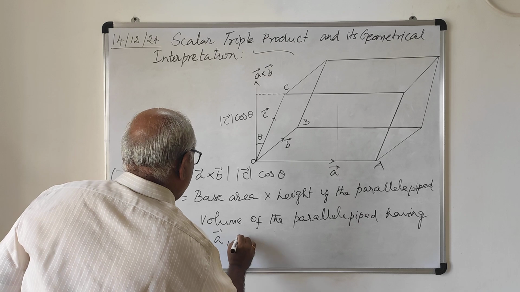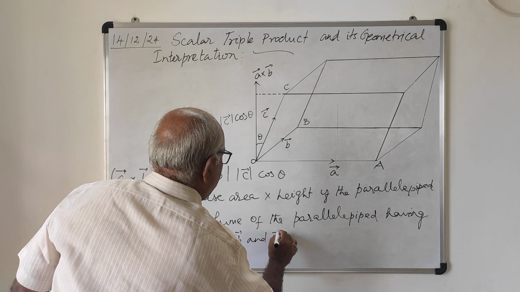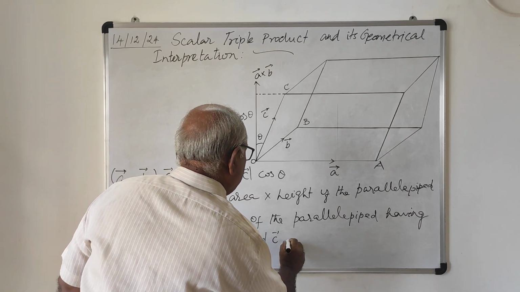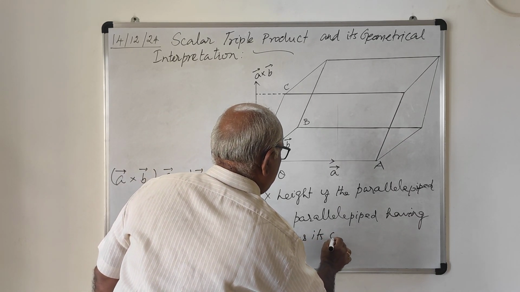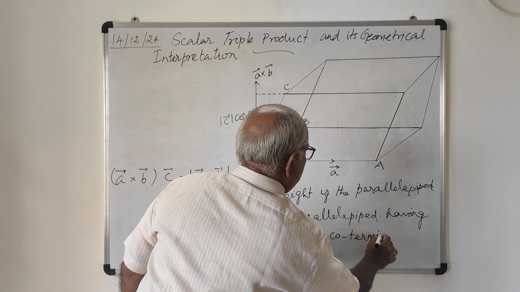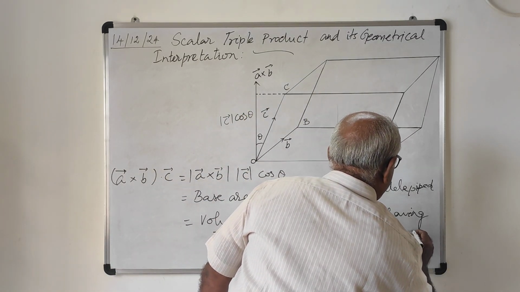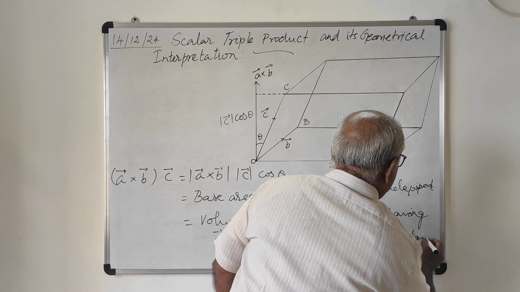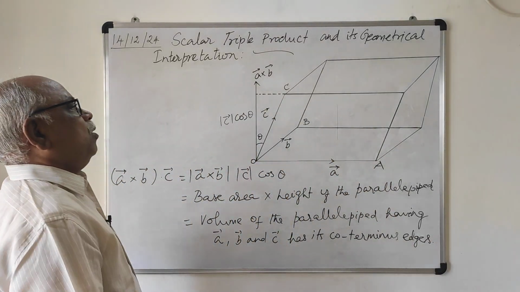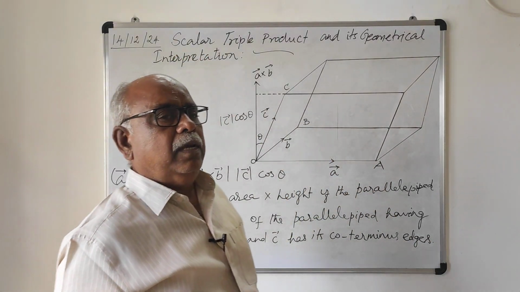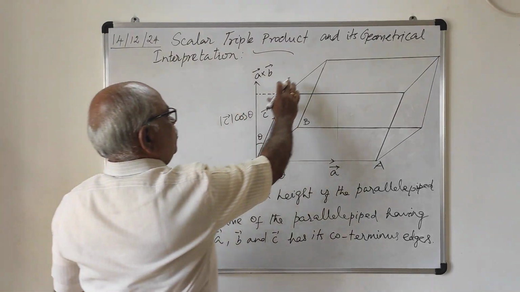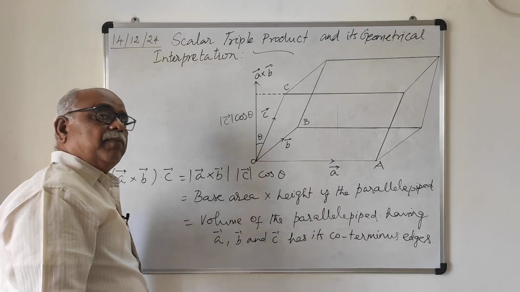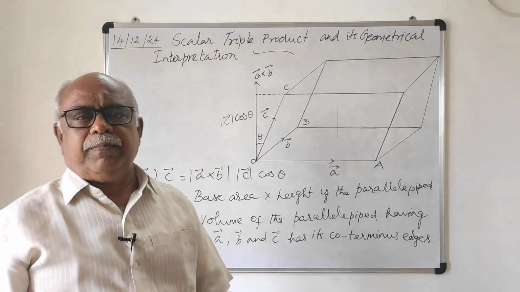A vector, B vector and C vector as its coterminous edges of the parallelepiped. So the geometrical meaning of the scalar triple product is nothing but the volume of the parallelepiped having A vector, B vector and C vector as the coterminous edges of the parallelepiped. That's all about the geometrical interpretation.